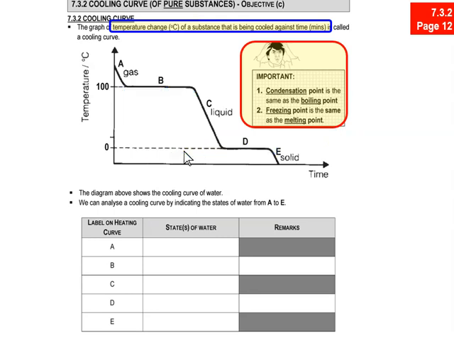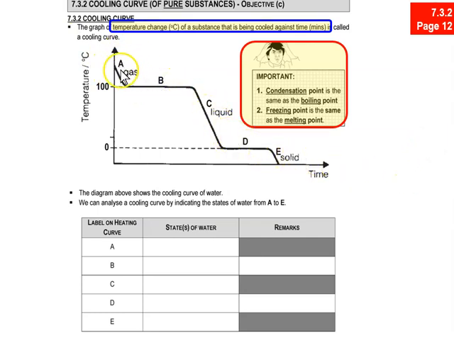Alright, so let's continue. Now, at any point of time, if you want to pause the lecture, you can do so that you can take your time to fill in your notes. Now, the diagram that we're going to be looking at today in front of you on page 12 is actually the cooling curve of water. So let's identify the different states that we see at the different parts of the graph.